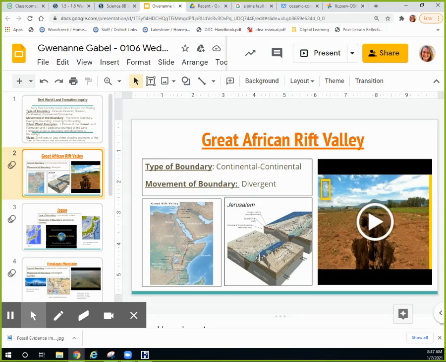Jerusalem is another example, and you have two pieces of land that are separating, they're dividing, and the Dead Sea makes up that rift valley. So over time, as these plates continue to move away from each other, it's the African plate and the Arabian plate. As they continue to divide, the Dead Sea is going to get larger and larger. And then we have a video for you to watch on your own time.